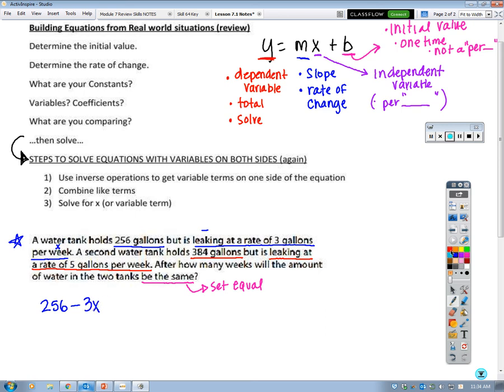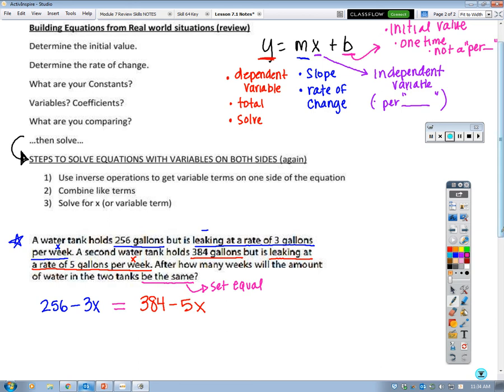We have our second tank here that starts with an initial value of 384 gallons and is leaking, so it's losing, it's subtracting 5 gallons per week. Remember, week is our independent variable here. So we've got 5x. And they want to find out when these will be the same, so we are actually setting these two equations equal to each other. So we're going to solve this equation now.